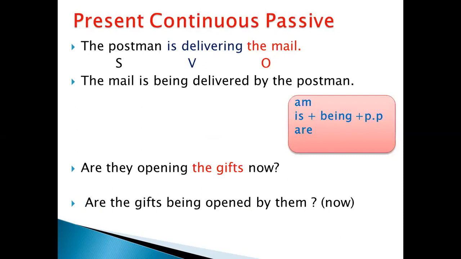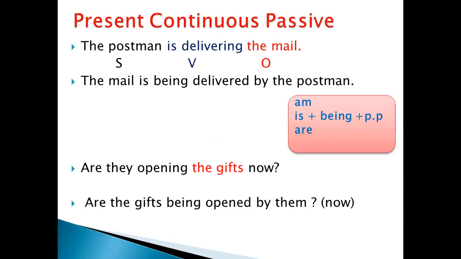In question four, are they opening the gifts now? Oh, it's difficult? No, not difficult at all. Where is the object? In the question, focus on the object. If you'd like to change an active sentence into a passive one, and you see that it's a question, look for the object. Where is the object? The word gifts, in red color.